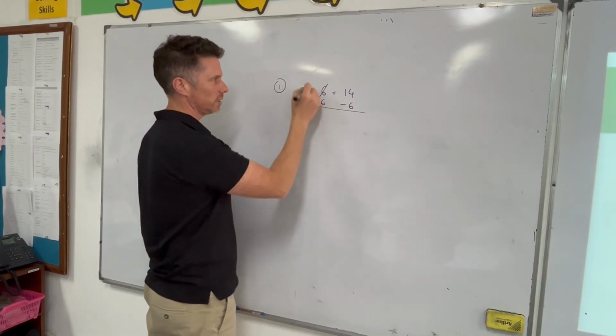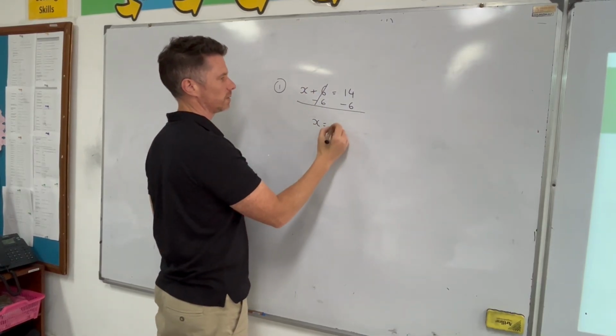6 take away 6 is nothing. It means we're just left with x here on the left. And 14 take away 6 is 8.